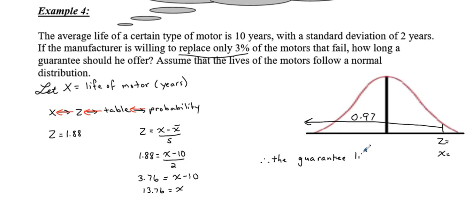So therefore, the guarantee lifetime should be approximately 13.76 years, or you may want to round that to 14 years.